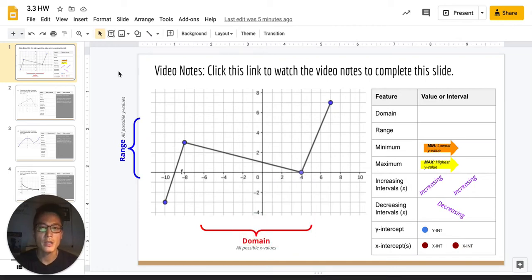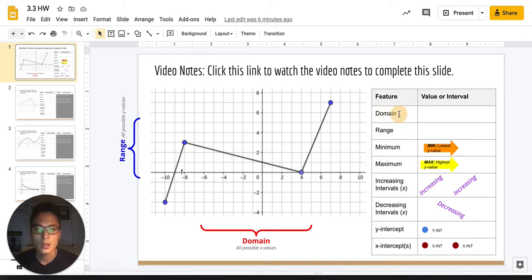Hello everybody, these are the video notes for the 3.3 homework, where we are going to be going over some of the features of functions. We have a graph here, and then a table of features that we're going to fill out, and then we have all these different labels that we're going to drag onto our graph to annotate it.